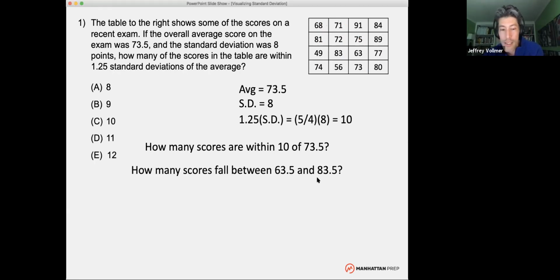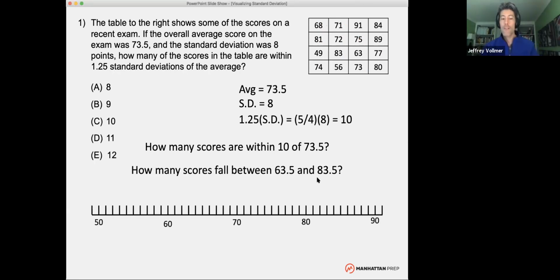I believe the answer here is 10, answer C. So let's go ahead and visualize this. What do we mean by a standard deviation of 8 and an average of 73.5? We have all these points, these plots on our number line. Here's our average, and we want to extend our arms. Normally the arm extends 8, but we are stretching.